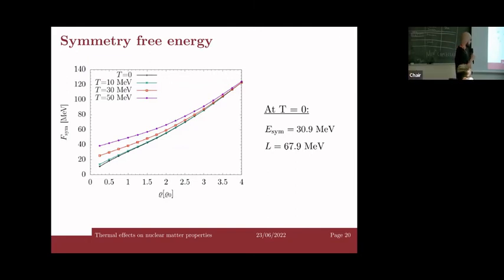And so, okay, that's the behavior of the symmetry energy of our system for both zero temperature and finite temperature scenarios. As a matter of comparison, if you want to compare two values that have been mentioned, for example, the symmetry energy and the slope at the zero temperature scenario are those values there. So they are within, let's say, the experimental constraints that we have so far. Right. So, okay, that's the symmetry energy.